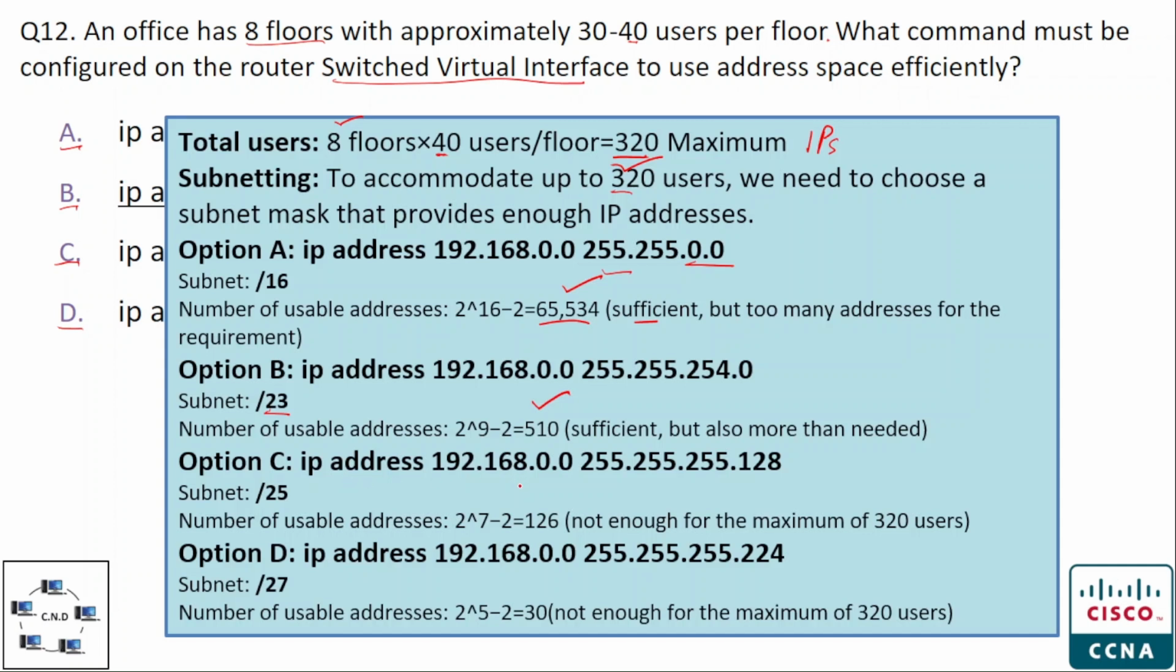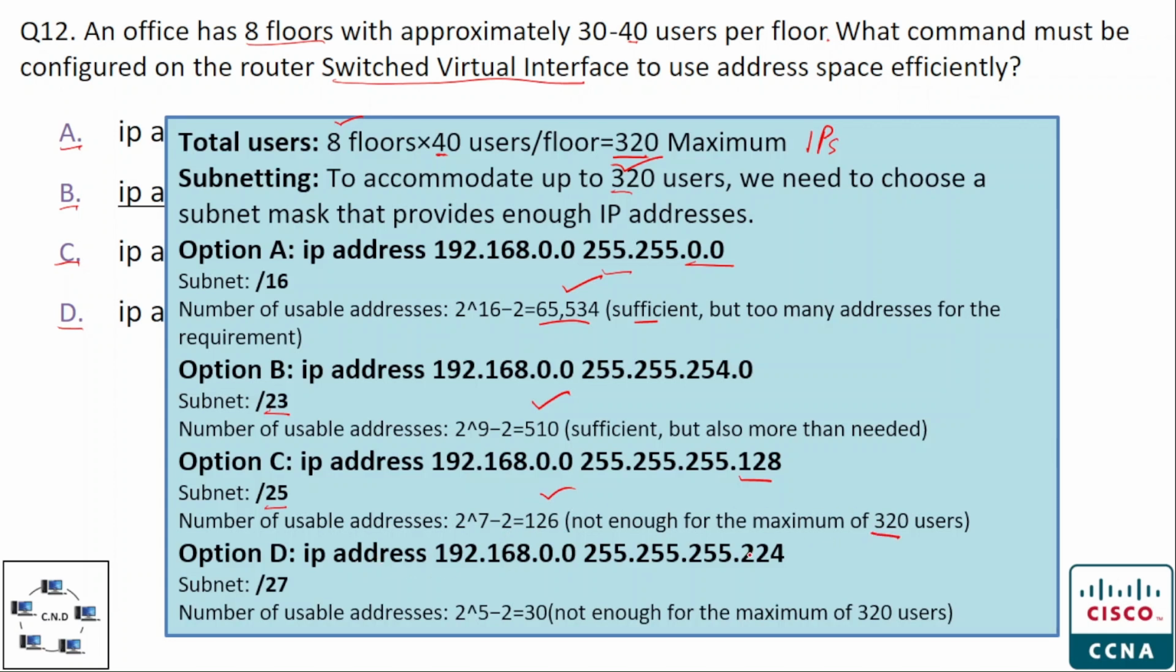In option C, we have this subnet mask which corresponds to /25, and the usable addresses are 2 to the power 7 minus 2, which is 126. So these are not sufficient since we need 320.